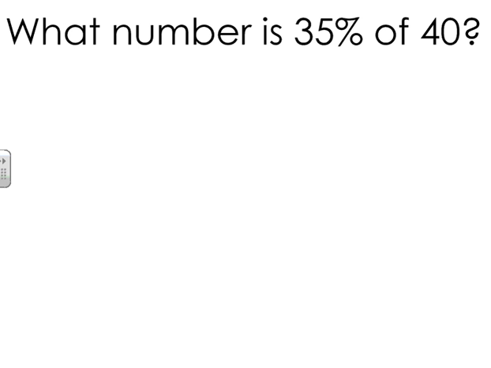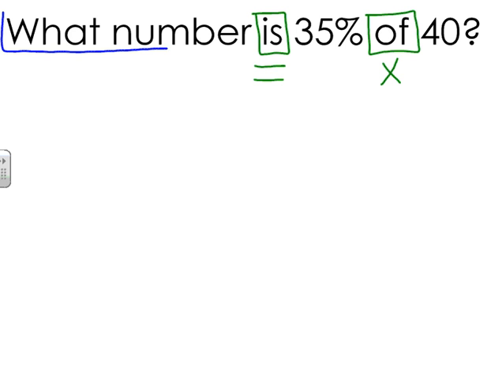Our first example: what number is 35% of 40? So right away, I have the word is, so I need an equal sign. The word of, I'm going to put multiplication. Now the next part, what number, that's my unknown. So I'm going to use a variable to represent what number.